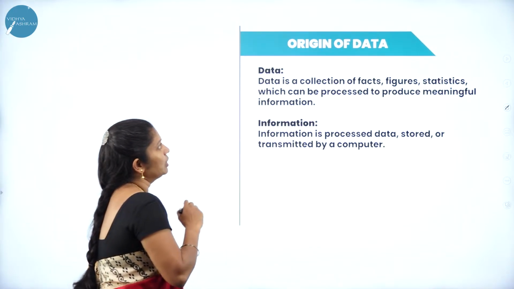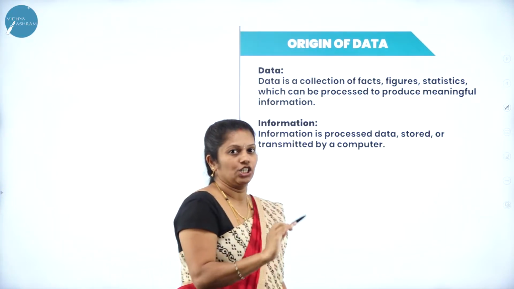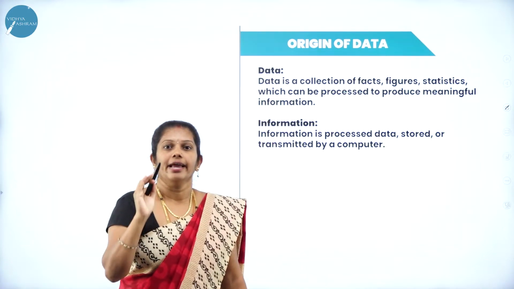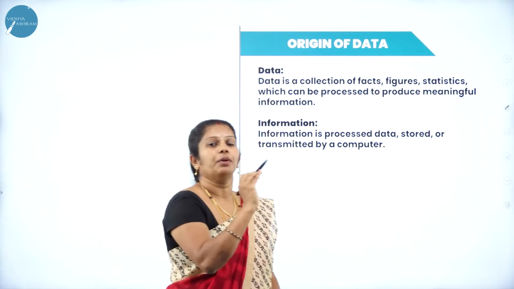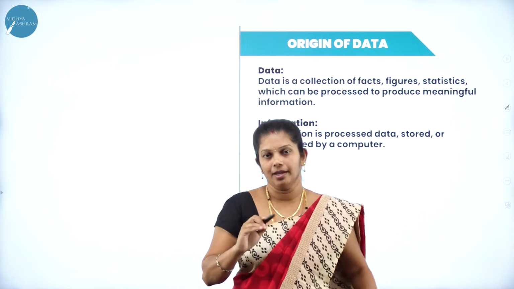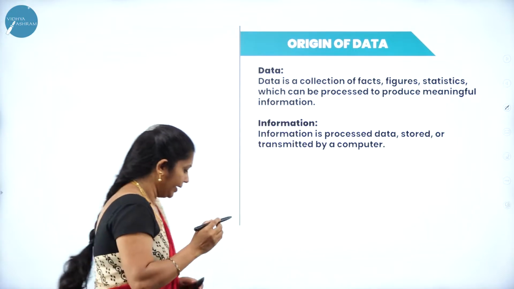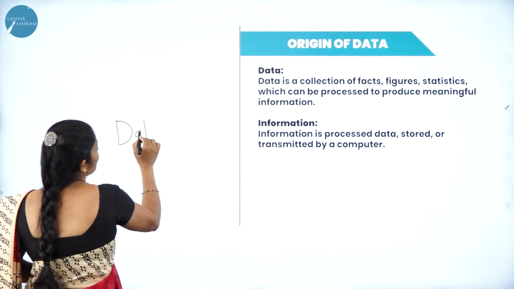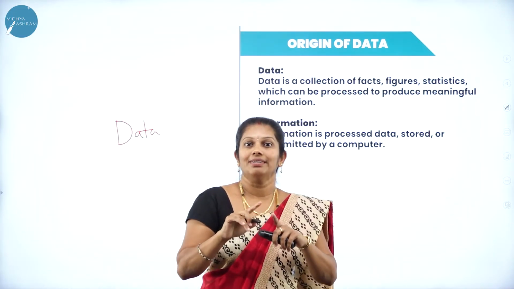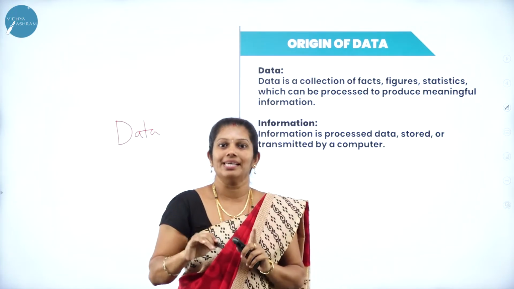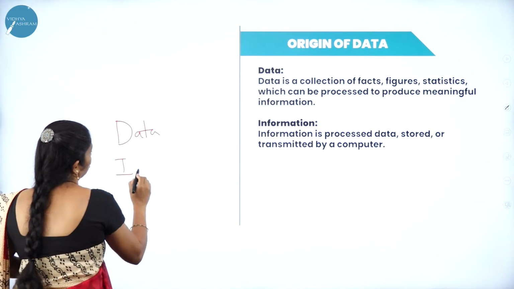Next, we will discuss the origin of data, that is, what we mean by data, what we mean by information, and why we require information. Data is a collection of raw facts, figures, and statistics. For example, consider that I want to prepare a sambar. Whatever ingredients we are taking for that sambar can be called data. If I want to construct a building, whatever items I am taking can be called data. After constructing the building, that building can be called information.